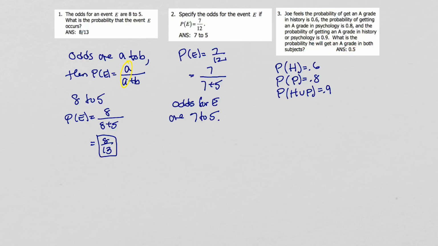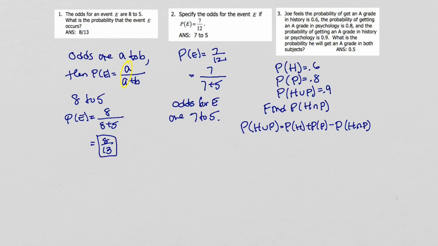Now, both we can write like this. What we're trying to do is find the probability of getting an A in history and an A in psychology. Well, look at what we have: the individual probabilities, the union, and the intersection. We just happen to have a formula that has all that in it: the probability of H union P is equal to the probability of H plus the probability of P minus the probability of the intersection of those two.